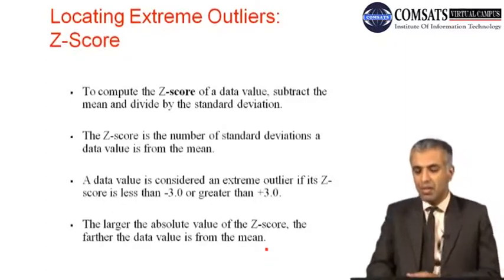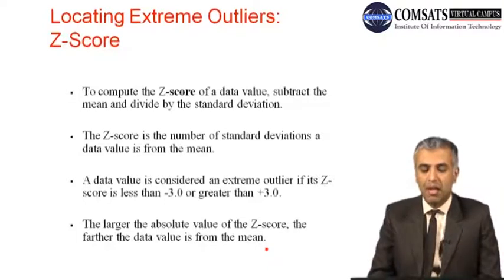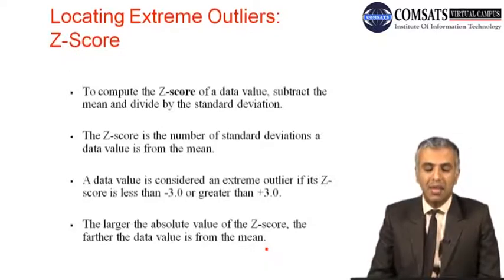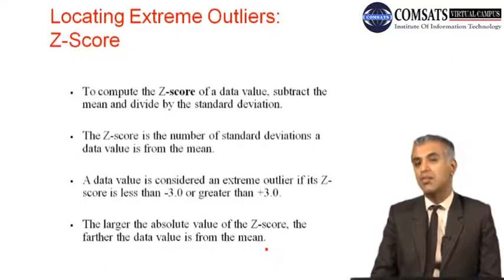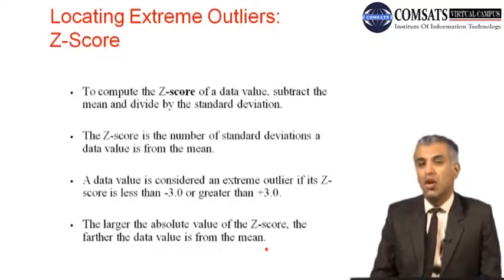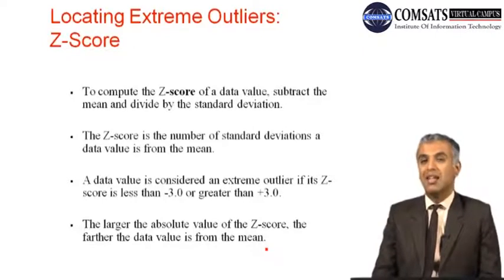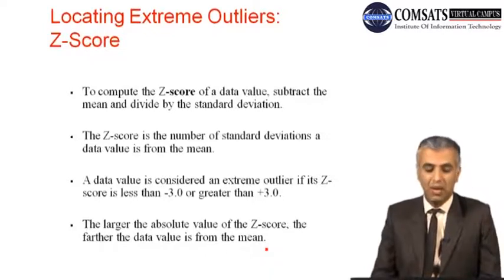So basically higher is the Z-score, that means the farther the value is from the mean. Now there are some extreme limits which have been determined in this case, and we say that basically if the Z-score of a specific data set is greater than 3 or less than -3, then that means that that data value is very much an extreme value and it is considered as an outlier.